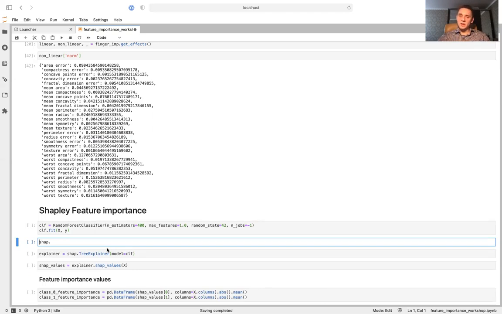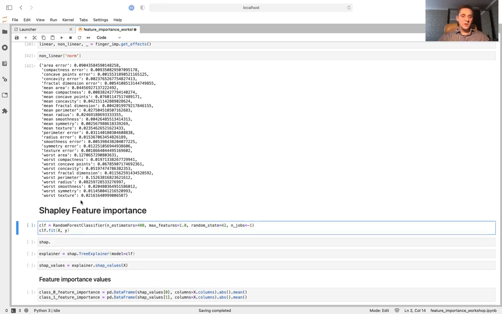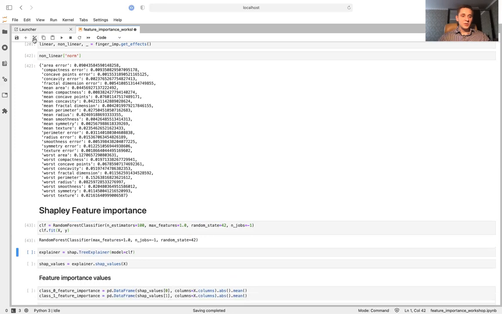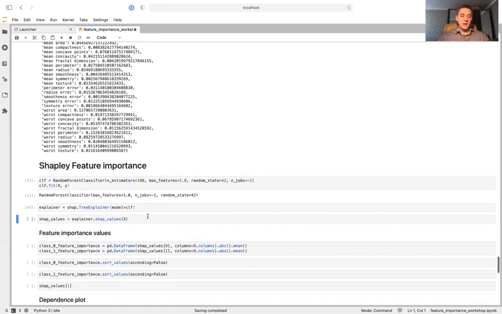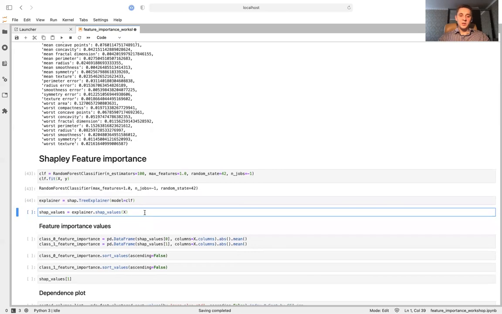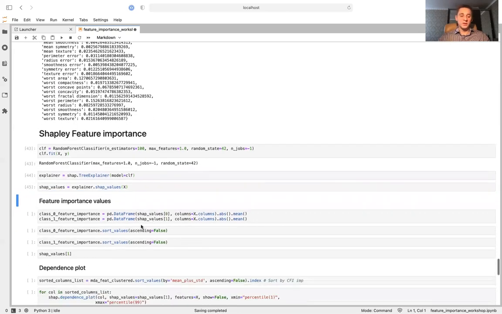But there is a small note here: the tree-based explainer in Shapley feature importance can only work with either gradient boosted trees or random forest classifier. So tree explainer cannot work with a bagging classifier. That's why we'll retrain our classification model and use it as input to our Shapley feature explainer. It takes your trained model as input, and then you can create Shapley feature importance values.